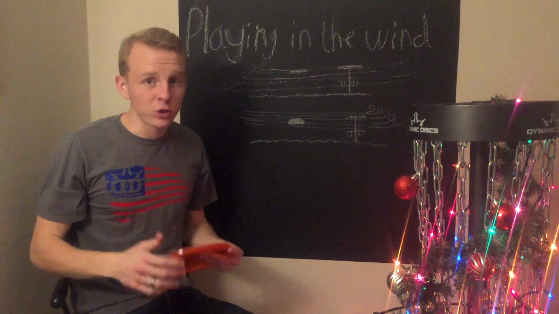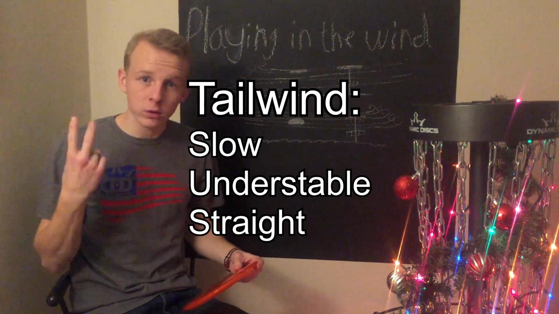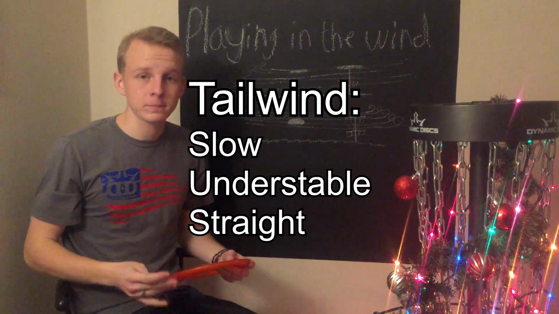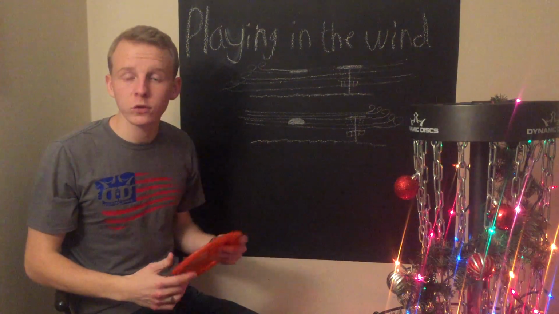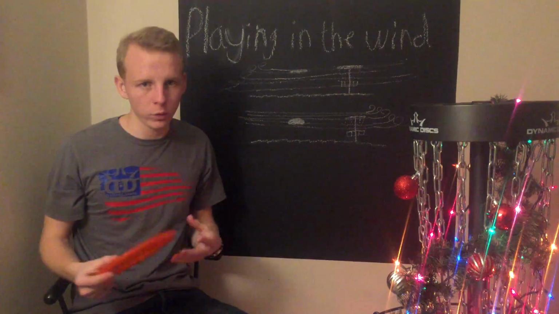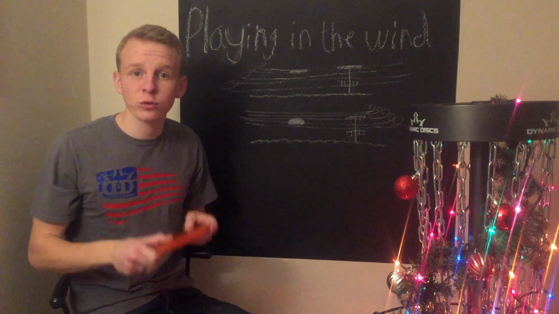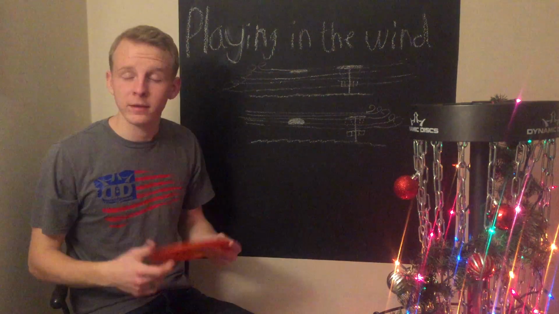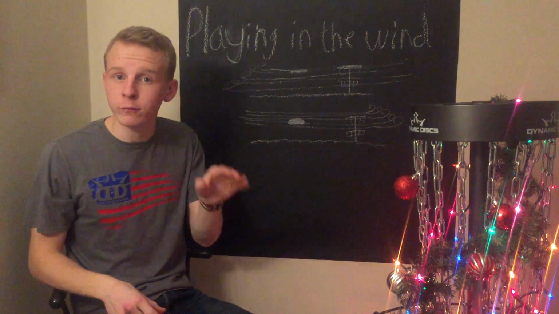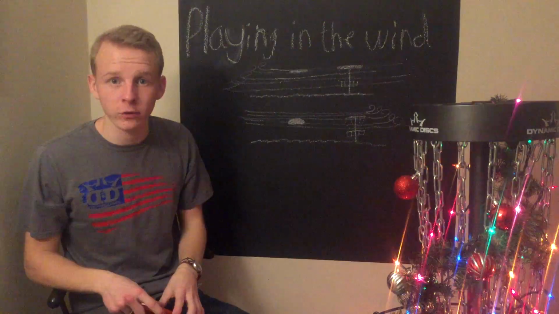Now in a tailwind, I'm going to do just the opposite. I'm going to throw a slower, less stable disc straight at my target. I throw a slower disc because relative to the wind, the disc is flying slower. And I throw an understable disc because the disc isn't flying as fast, so it's going to turn less. That means an understable disc is going to hold straight for longer and fly directly at my target.